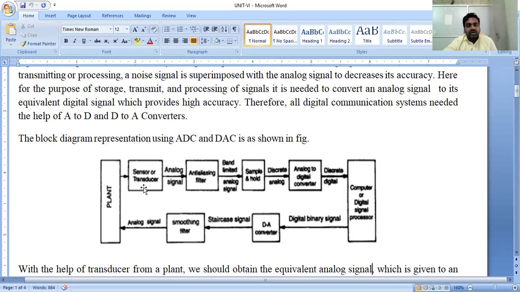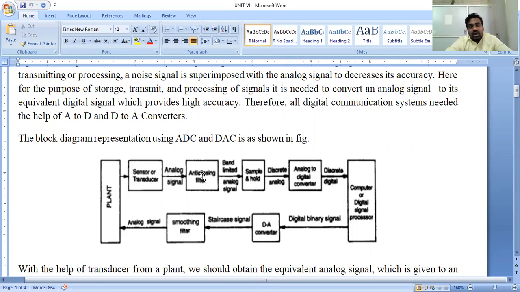We connected the plant. From the plant we have taken an analog signal with the help of a sensor. The sensor will sense the analog signal, and that output is fed as an input to the anchulizing filter. This anchulizing filter is mostly the low pass filter which we are talking about.